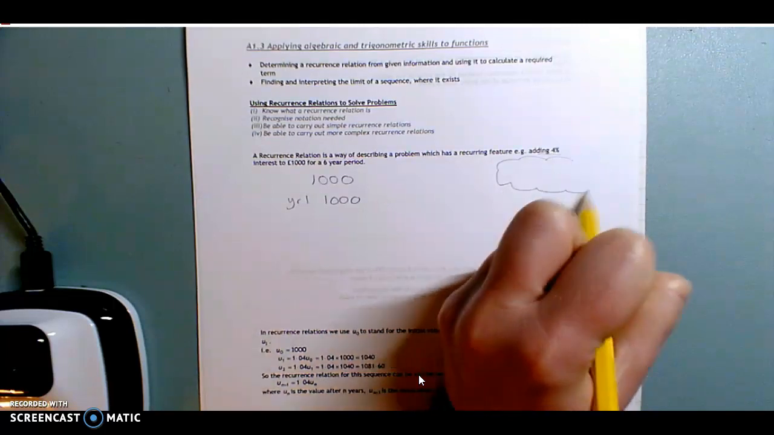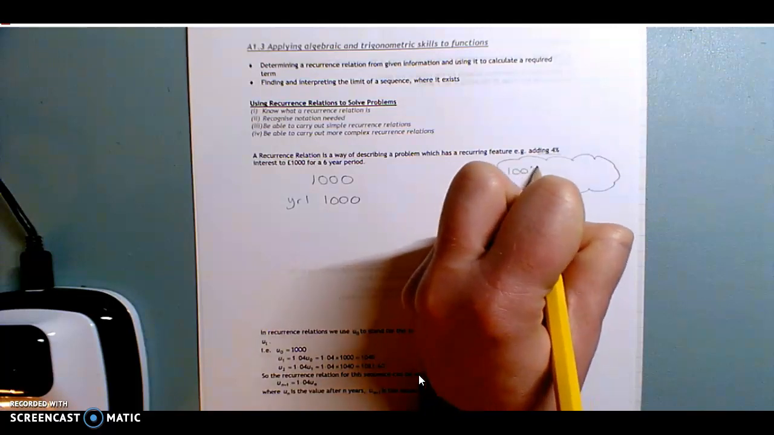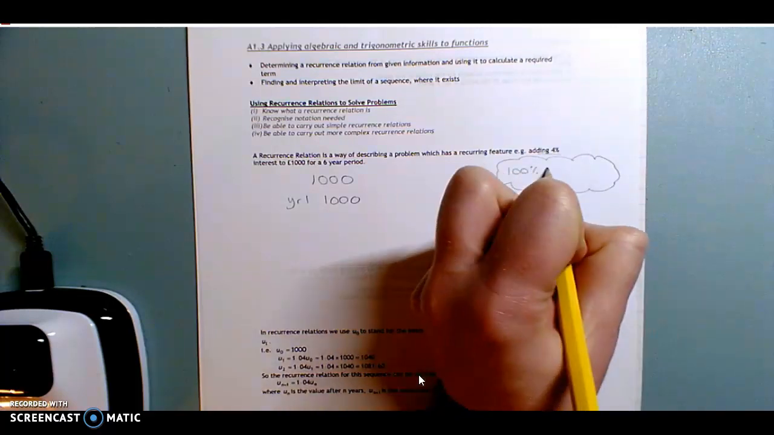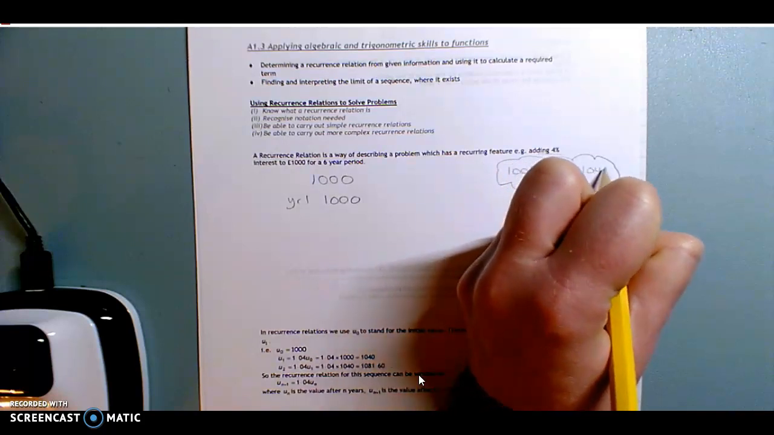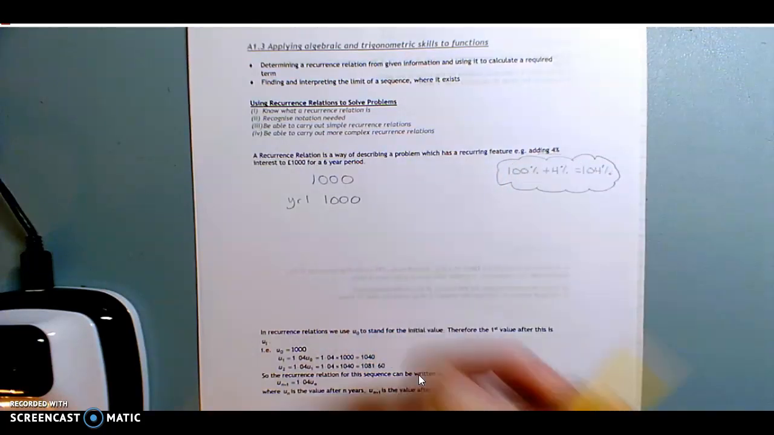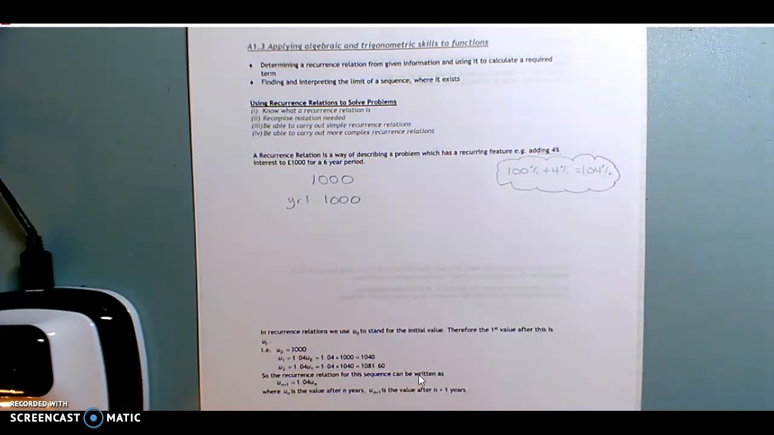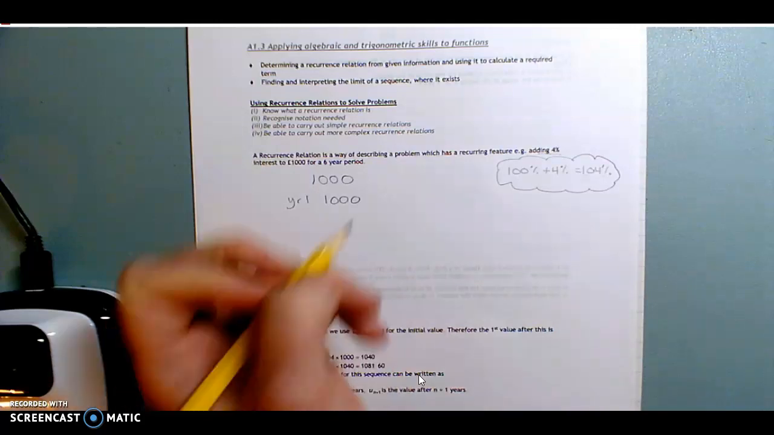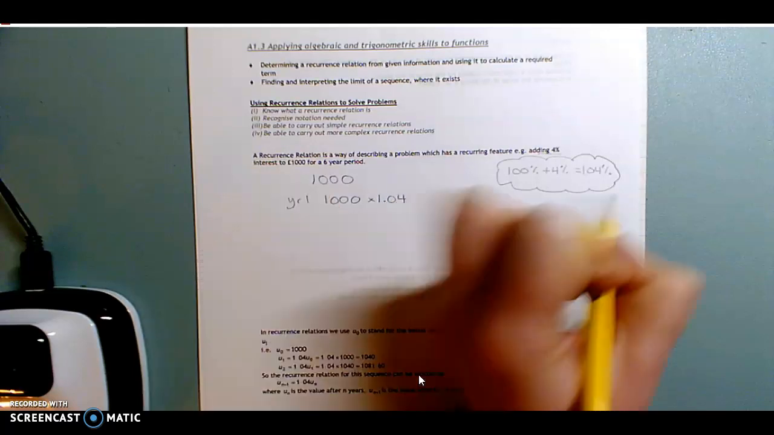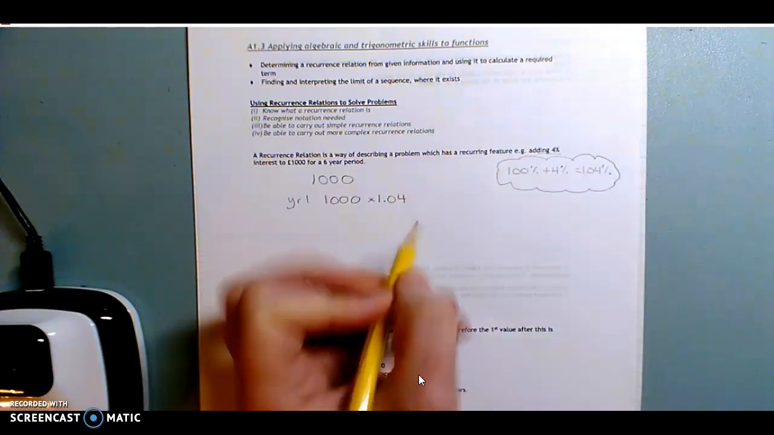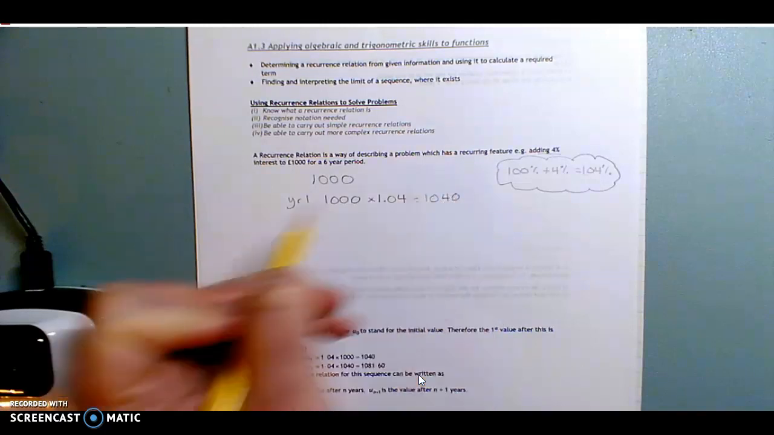So remember, to find our interest, we start with 100% of the value and you're adding 4% on, so you end up with 104%. So here, you're going to be multiplying by that 104%, which takes the initial value and adds on the 4%. And this will be your multiplier, 1.04. So it's the percentage as a decimal. And when you work that out, you get 1,040.